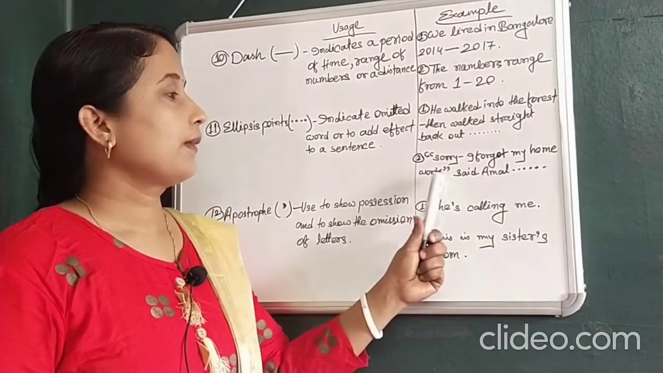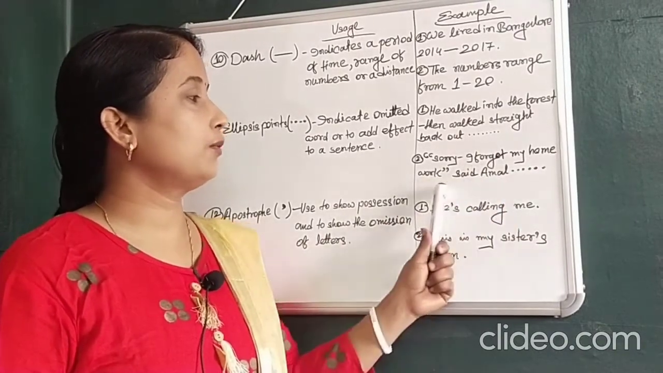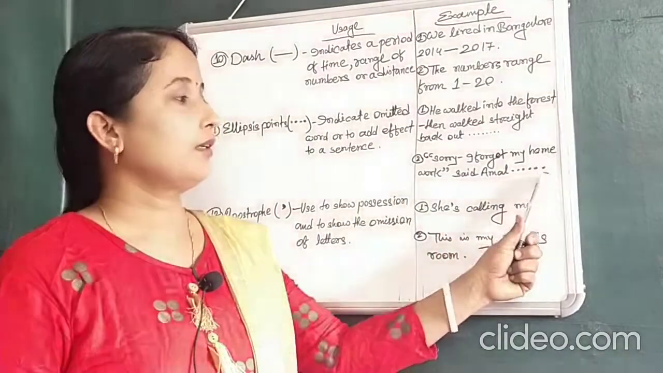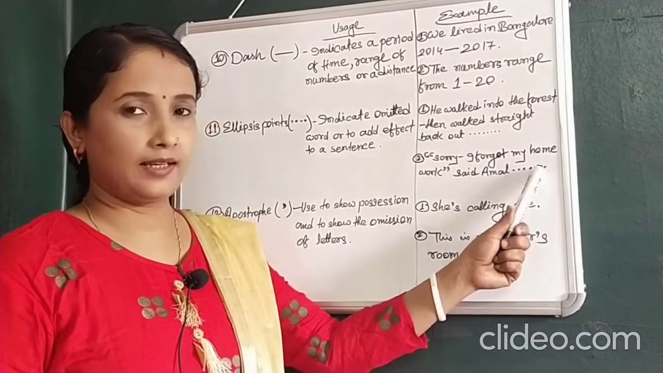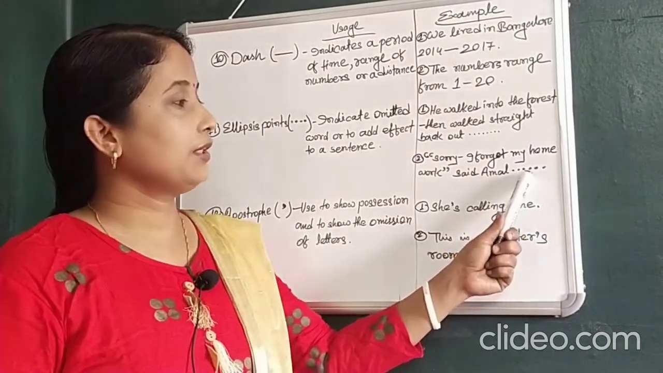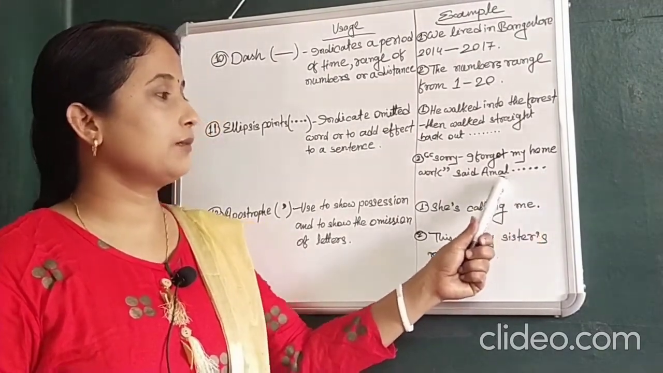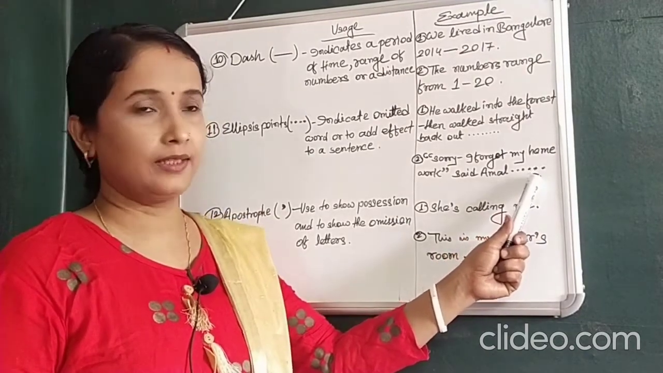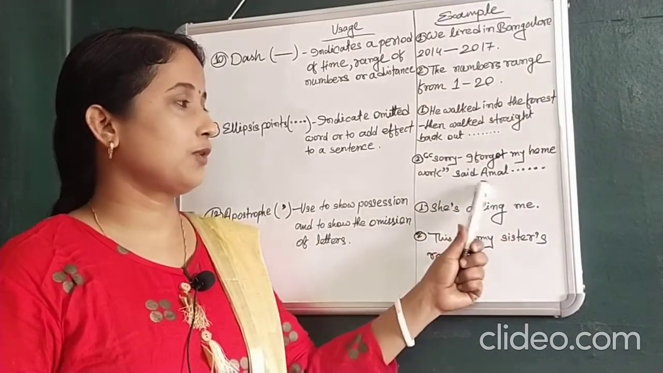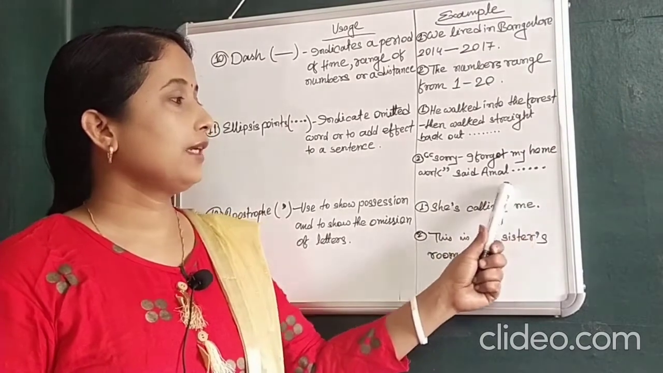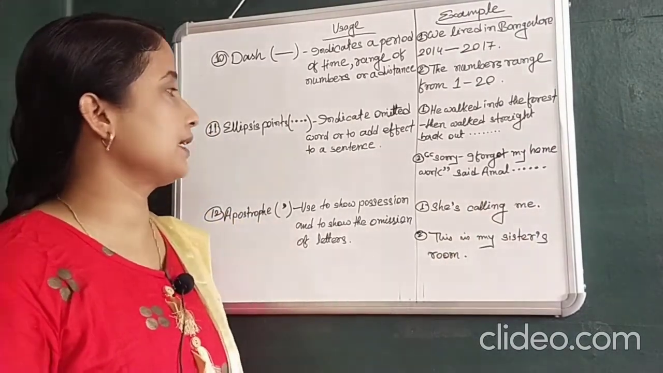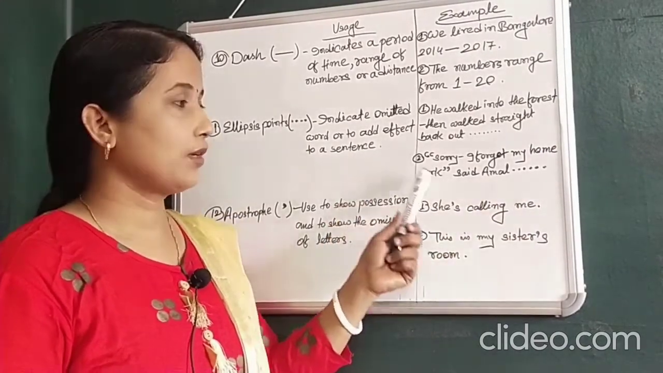Next example, sorry, I forgot my homework... said Amal. Amal pauses here. So here we use an ellipsis point because Amal pauses for effect, because he forgot his homework, said Amal. So here we use the ellipsis point for the effect of a sentence.